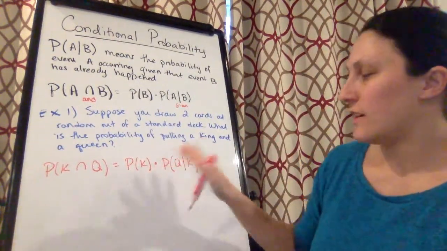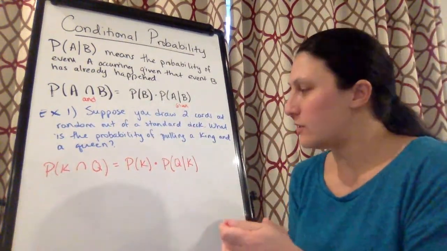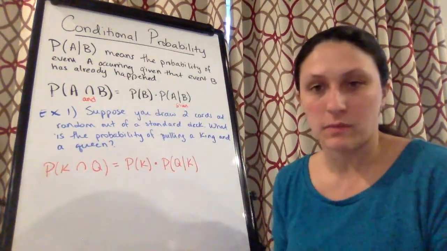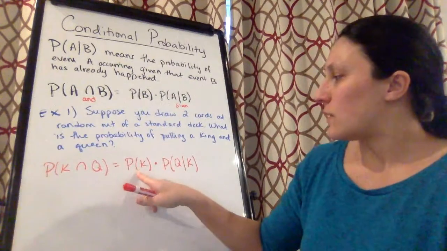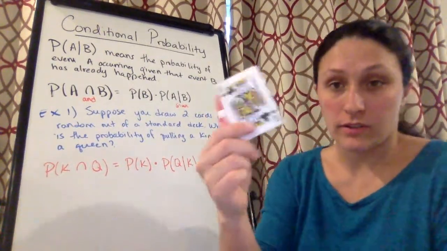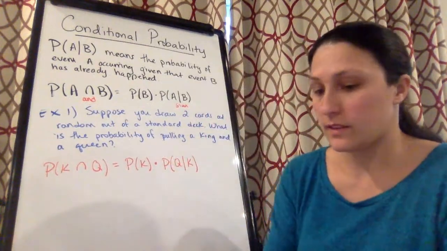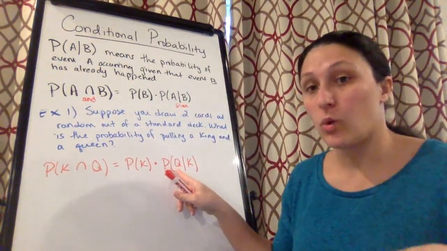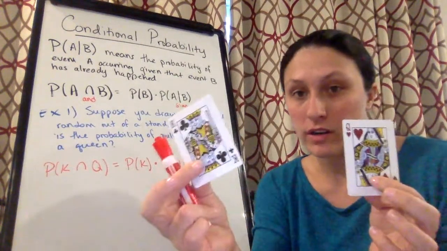Okay, no, I wrote it correctly, but you could do it both ways, whether the queen comes first or the king, it'll be the same answer. So what this is saying is, find the probability that you pull a king on the first draw, okay, that happens first, and then multiply that by the probability that you pull a queen given that you already pulled the king.